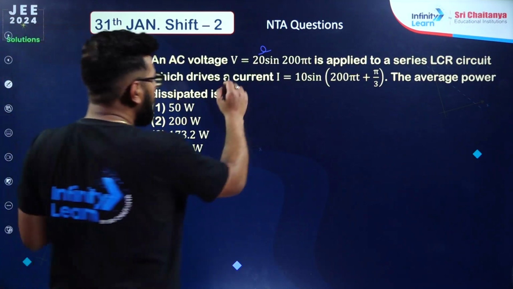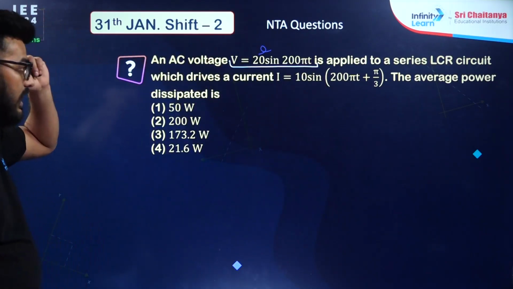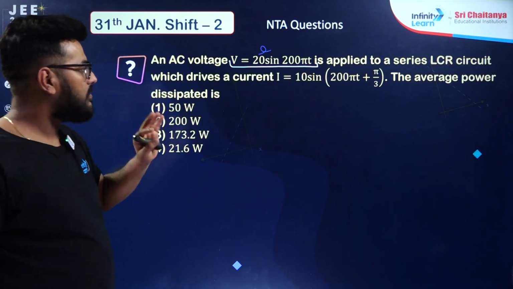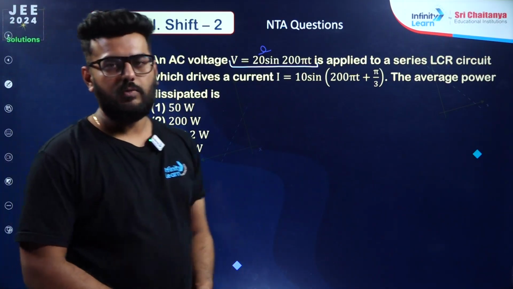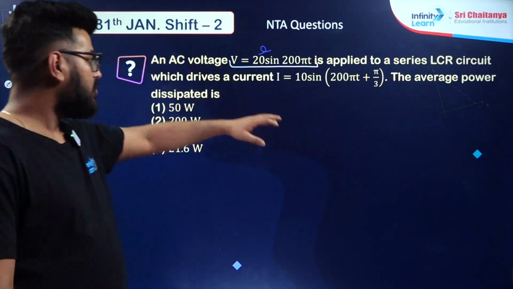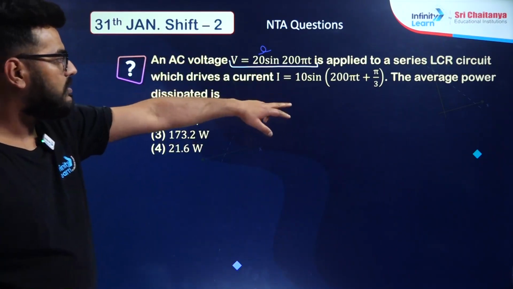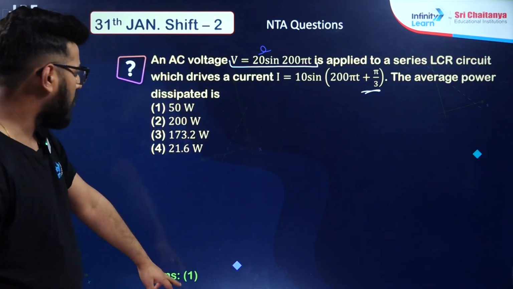When AC voltage of V is equal to 20 sin 200 pi t is applied to a series LCR circuit which drives a current I equals to 10 sin (200 pi t plus pi by 3), the average power dissipated is. So basically the average power is going to be VRMS into IRMS into cos phi. So you can very easily find out VRMS, IRMS and cos phi. This is going to be the phi over here. Simple formula will fetch you the result as option number 1.